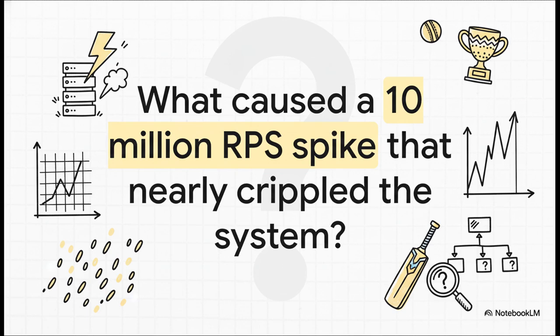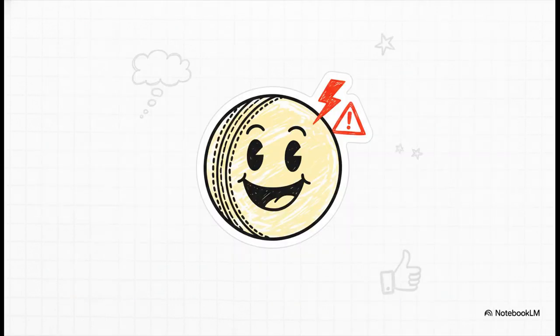During one IPL season, the engineers saw this sudden, terrifying spike of 10 million requests per second hitting their image servers. It was threatening to take down the entire app. It wasn't the video stream, it wasn't the homepage. So what on earth was it? Stickers. That's it. A fun, seemingly harmless little feature.